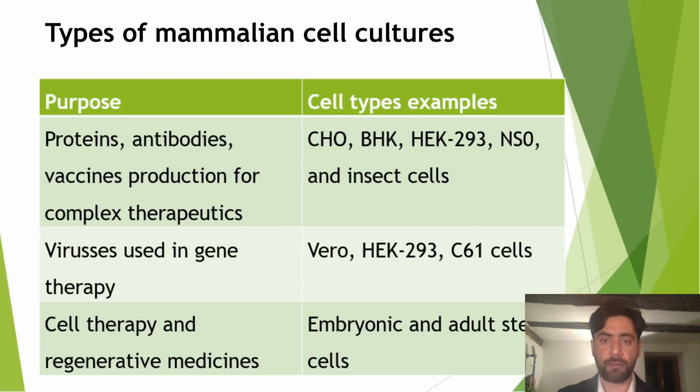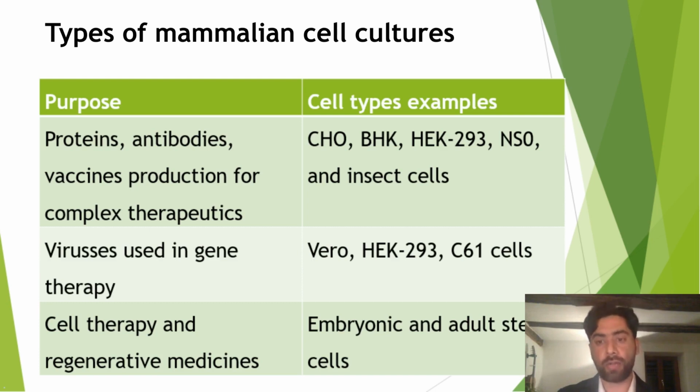The different types of mammalian cell cultures which are used, I have tried to put some of them here. Depending on the purpose, as I said before, we would use specific cell types. For example, if we want to produce proteins or antibodies or vaccines or even complex therapeutics, for that we would mostly use the CHO cell line or BHK, HEK293, NS0, or even insect cells. If we want to produce viruses for gene therapy, for example, then as I said before, mostly we would use the insect cell lines, and in this case, the Vero cell line.